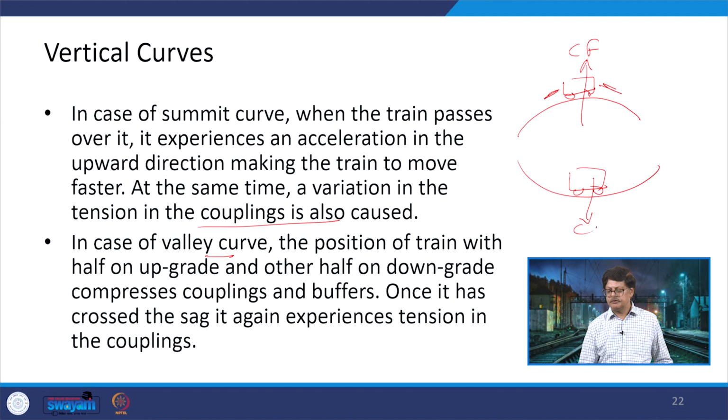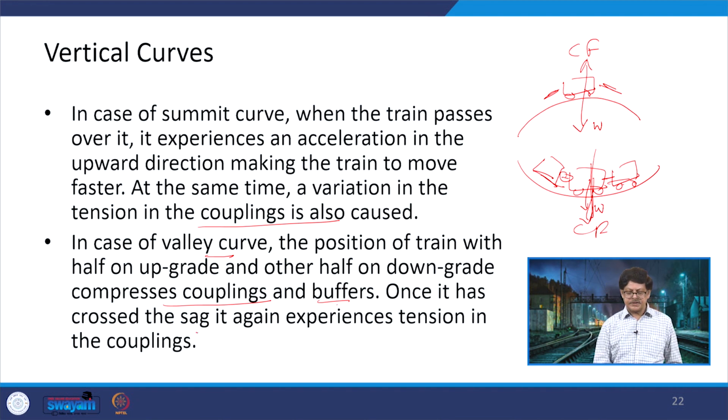So, this centrifugal force is acting here, but at the same time the weight is also acting here. In the previous case, the weight and centrifugal force were counteracting each other. Here, the position of the train is half on the upgrade and half on the downgrade, with respect to the center line. Half on the upgrade and half on the downgrade compresses the couplings and the buffers. Whatever connectivities are there, they are going to be compressed here.